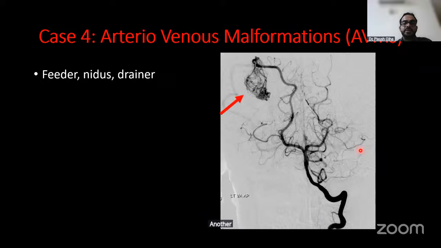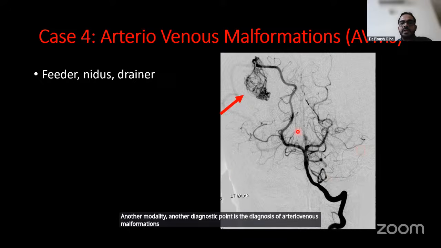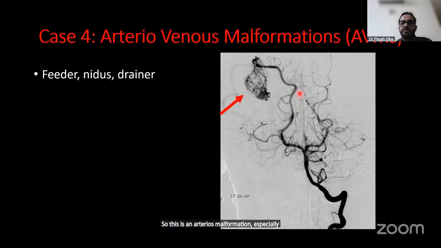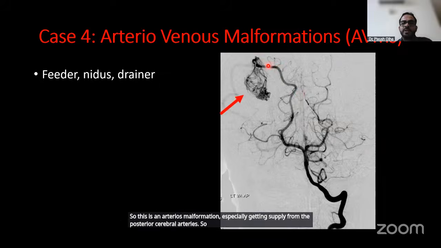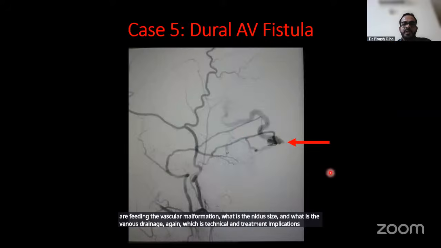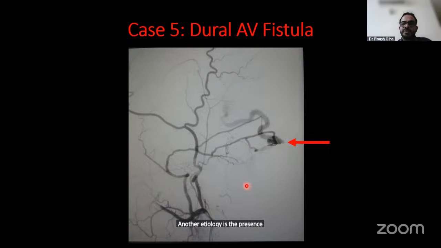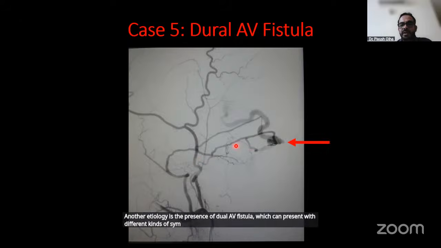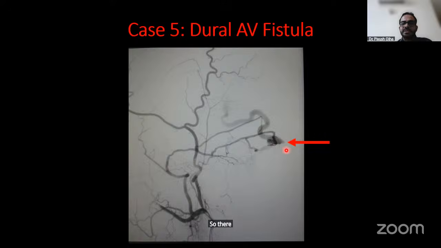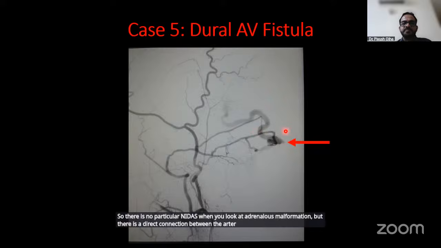Another diagnostic point is the diagnosis of arteriovenous malformations. This is an arteriovenous malformation, especially getting supply from the posterior cerebral arteries. It tells you what arteries are feeding the vascular malformation, what the nidus size is, and what the venous drainage is, which again has technical and treatment implications. Another etiology is the presence of a dural AV fistula, which can present with different kinds of symptoms. There is no particular nidus as you see with an arteriovenous malformation, but there is a direct connection between the artery and the venous system.